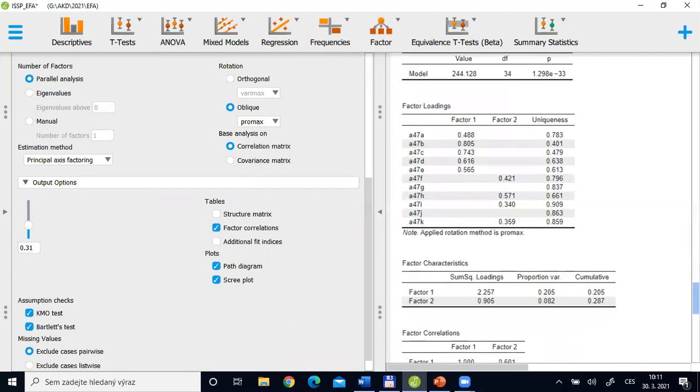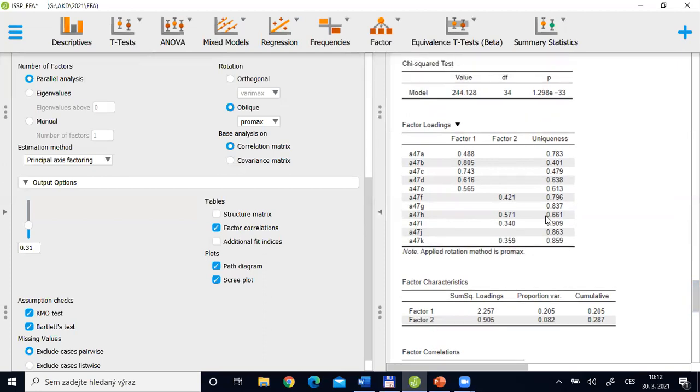So if I check my results, these factor loadings, compared to the previous case, are different, as different rotations, whether I rotate orthogonally or obliquely, give slightly different results. For example, here you can see that A47I has slightly increased its factor loading, so maybe for this solution it is slightly better. But it doesn't matter, still we have two factors and the basic interpretation is still the same.